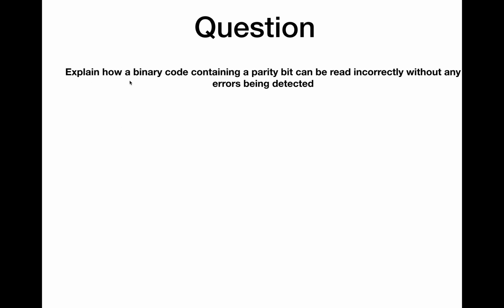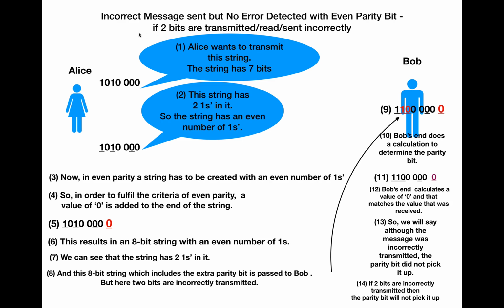Then the next question is explain how a binary code containing a parity bit can be read incorrectly without any errors being detected. Okay, pause the video and think. We have explained it before. You can go back and look at the explanation. Okay, it was this slide here. So can you see that basically the summary is if 2 bits are incorrectly transmitted, then the parity bit checker will not pick it up. So the message was incorrectly transmitted and the parity bit did not pick it up. You can pause the video and think about it. So that's even parity bits.